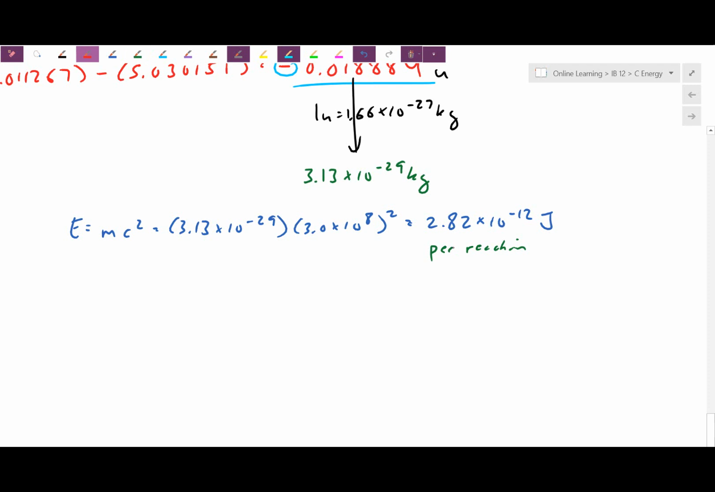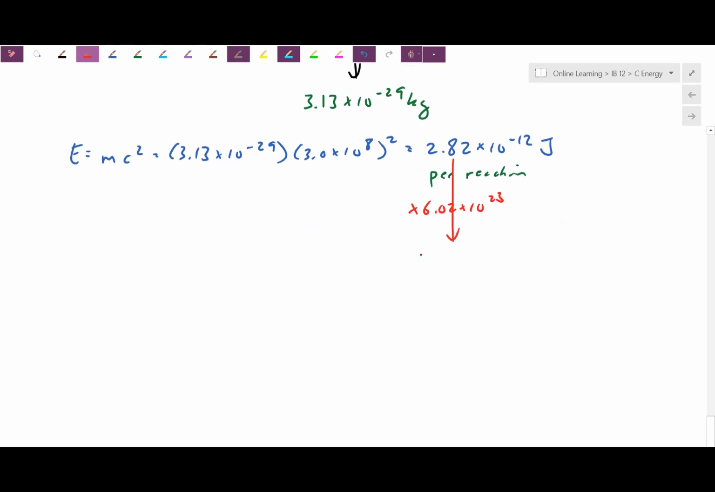So what I'm going to do is scale it up by Avogadro's number, times 6.02 times 10 to the 23. That way, for a mole, every time you run this reaction, I actually get 1.70 times 10 to the 12. That's now going to be joules per mole.